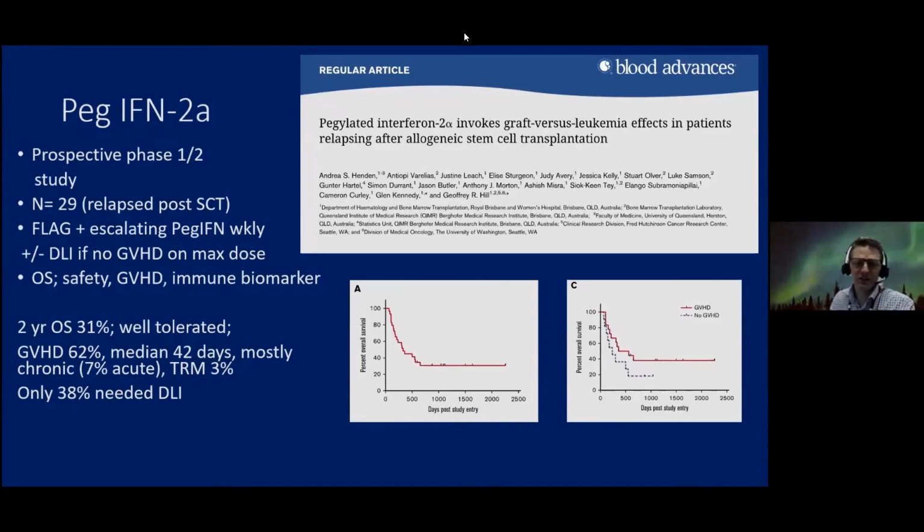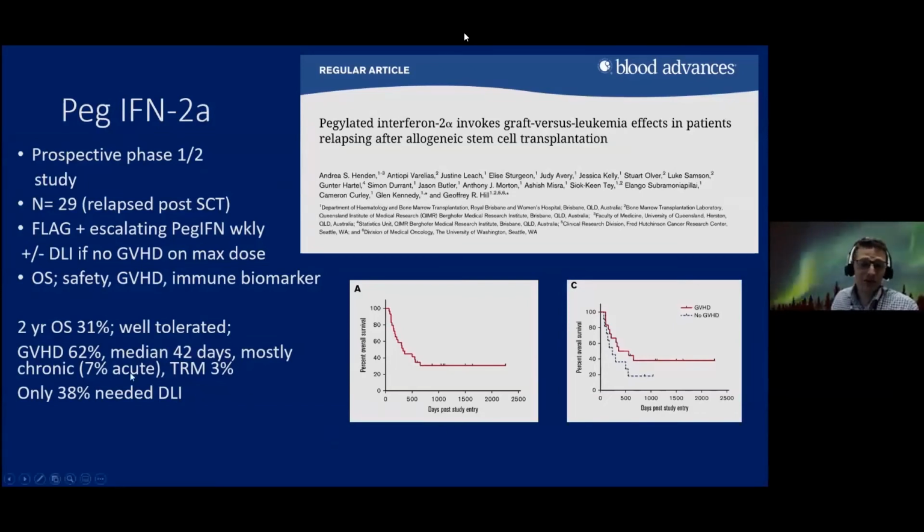Induction of any GVHD led to either the temporary cessation of the pegylated interferon or institution of specific therapy, namely steroids for GVHD. The maximum dose was 180 micrograms weekly of pegylated interferon. And what we looked at was overall survival as a primary endpoint, with secondary endpoints of safety, GVHD, and immune biomarkers for correlating response.